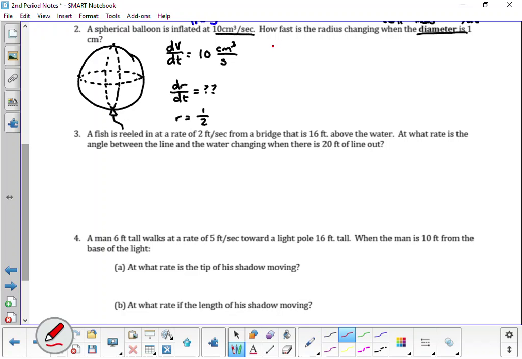Volume of a sphere is, wow. Nice job. Yeah, I think that's one of my best.